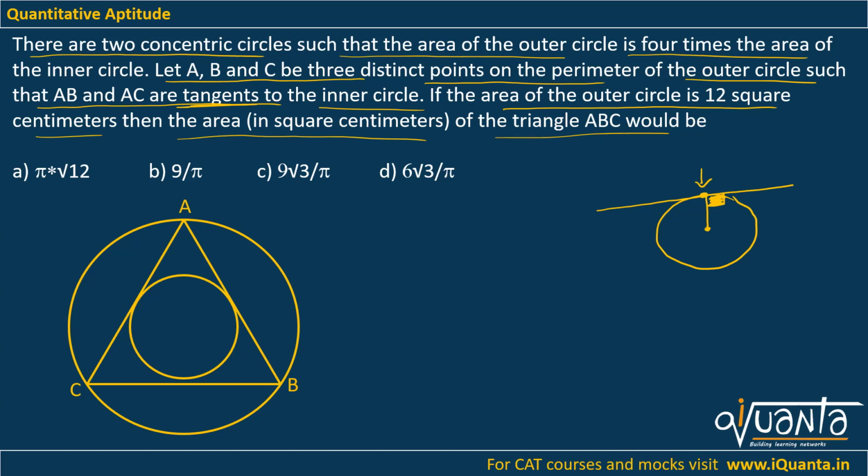Now we are given that the area of the outer circle is 4 times the area of the inner circle. Let me assume that the radius of the outer circle is capital R. So pi R square will be the area of the outer circle. It will be 4 times the area of the inner circle. Let me assume that the radius of the inner circle is small r. So pi r square. Pi is gone. I'll get R equals 2r. Hence the radius of the outer circle is 2 times the radius of the inner circle.